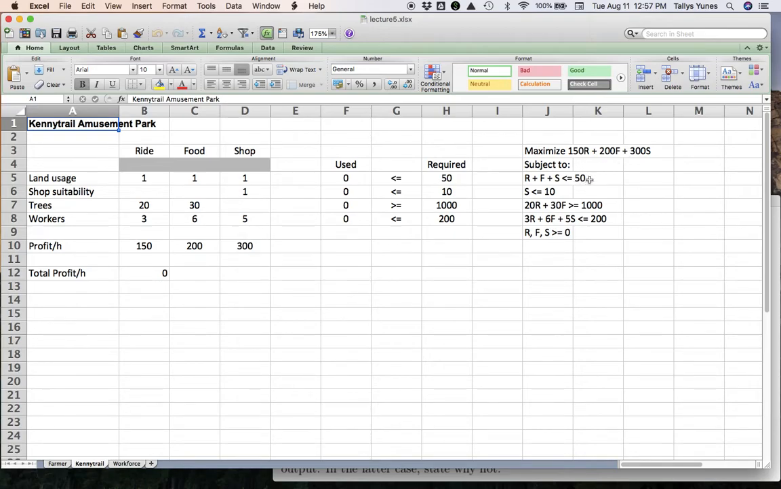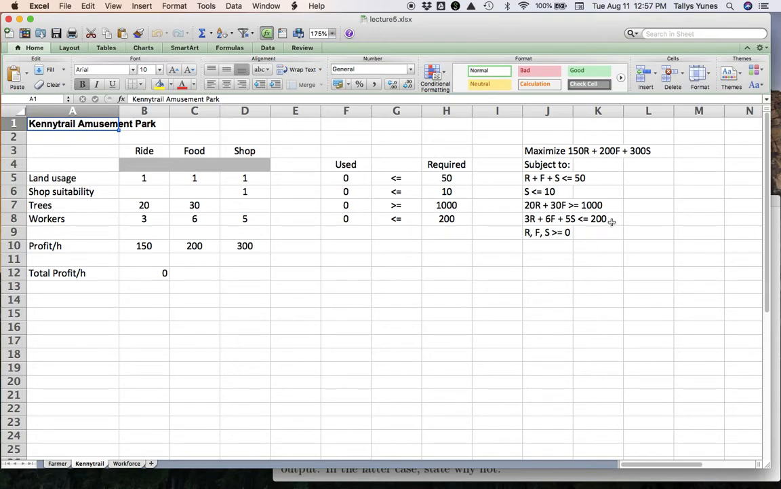We have 50 acres in the park, so the acreage we use, R plus F plus S, is at the most the acreage we have. The S variable can be at the most 10 because they say only 10 of the 50 acres are suitable for shops. This is the tree requirement. I need at least, greater than or equal, 1,000 trees. Every ride acre 20 trees, every food acre 30 trees. Shop isn't here because there's no trees in shop acres.